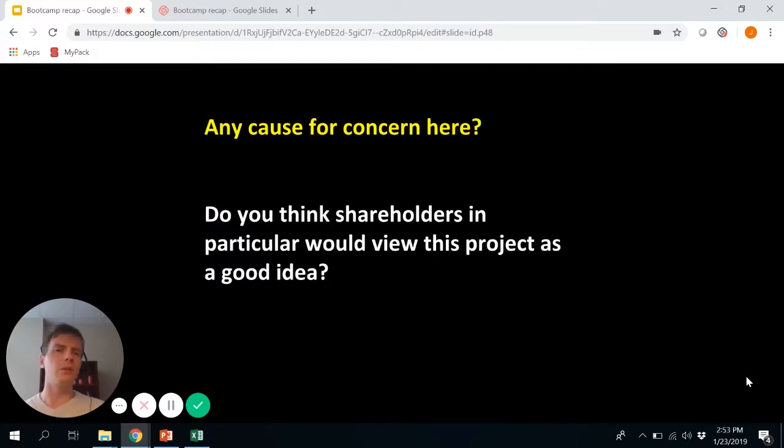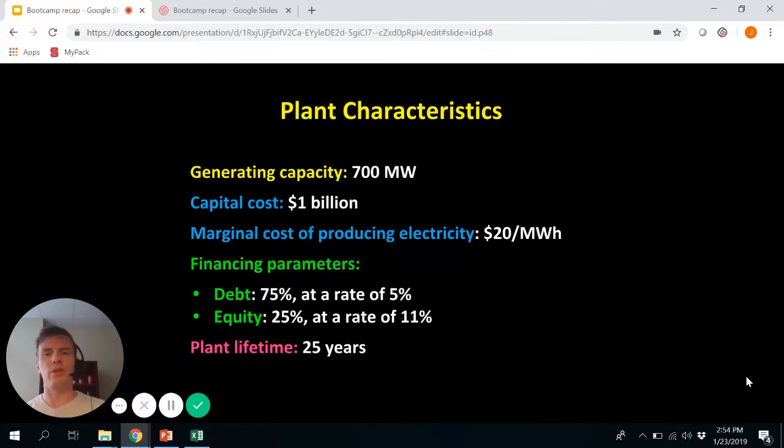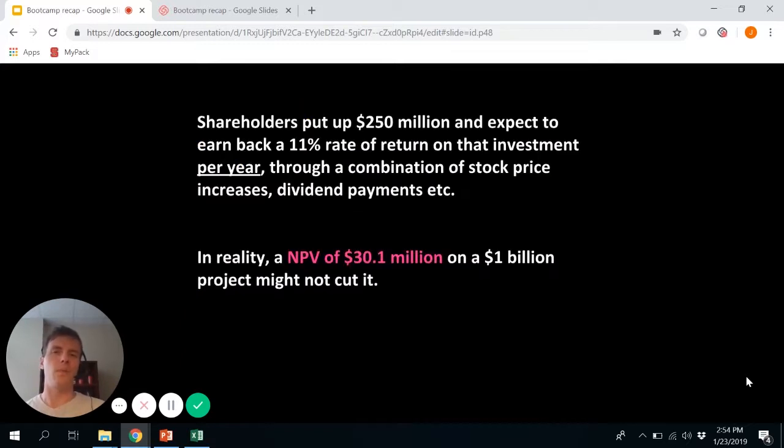But let's think a little bit deeply about this. Any cause for concern of having a project that has a net present value of $30 million that's this expensive? In particular, think about the shareholders. How much money did they have to put up initially as an investment, right? A lot more than $30 million. So the shareholders initially put up 25% of the capital cost of the project, 25% of $1 billion, which was $250 million. So they expect to earn back an 11% return on equity on that investment per year through a combination of stock price increases and dividend payments, which we're not accounting for here.